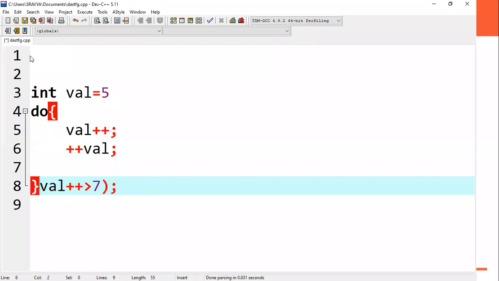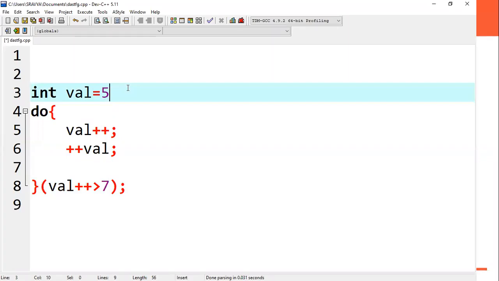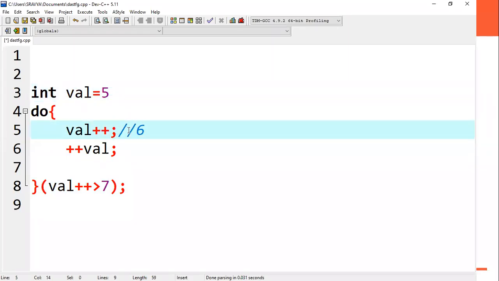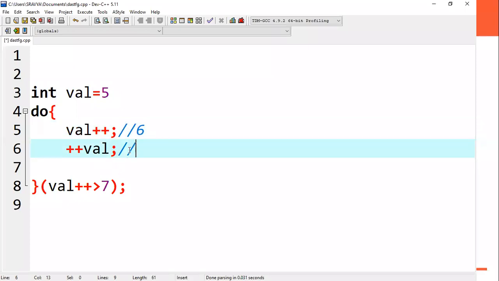Okay, let's see. It's a post-increment. Post-increment means first it will not increment. Okay, easy one. See, first initially val is 5. 5 will become 6. Here it will become 7. See, when we are assigning or checking a condition, post-increment and pre-increment will make a difference. But here we are not assigning or checking a condition. We are writing individually, so the value will get updated. That's it. Now here it will come.